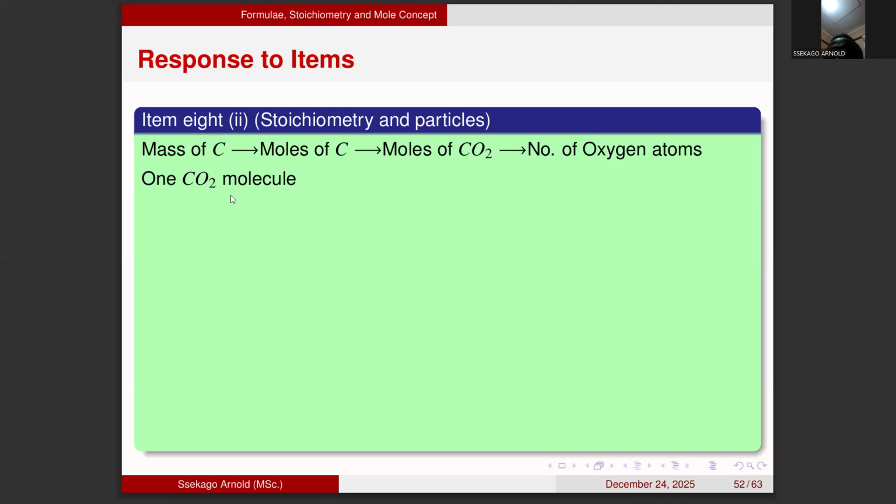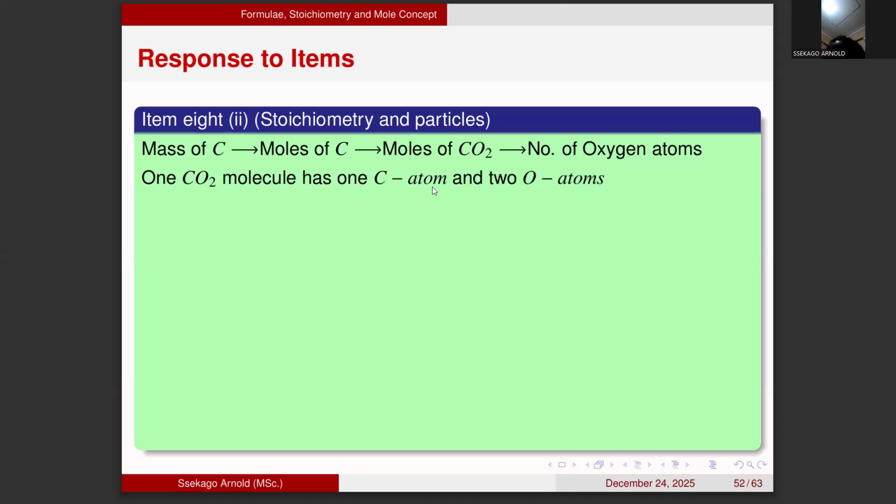Therefore, since it wants atoms present in carbon dioxide, we note the following. One carbon dioxide molecule has what? One carbon dioxide has one carbon and 2 oxygens. It has 2 different atoms, carbon and oxygen. Therefore, one molecule of carbon dioxide has 1 carbon atom and 2 oxygen atoms. So in this case, we find the number of oxygen atoms independently. After that, we also find the number of carbon atoms independently. Hope you've seen where the difference is for this item.